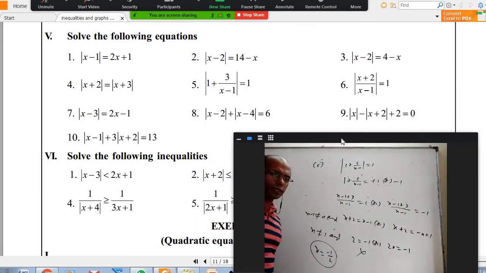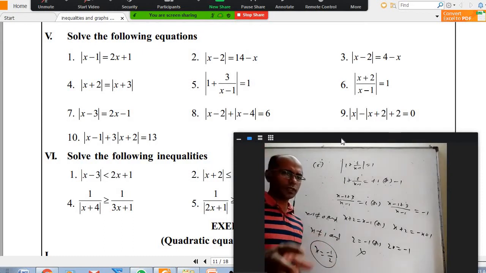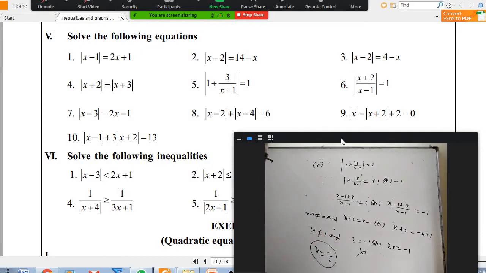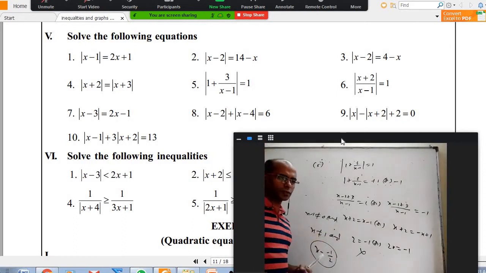Even the sixth, when you try later on, mod of something is 1 means the inner part equal to plus or minus 1. You can straight away write. Seventh one, again we have to take two cases because on the right side there is no mod. On the left side, when you remove mod, what will happen? At the right cases.